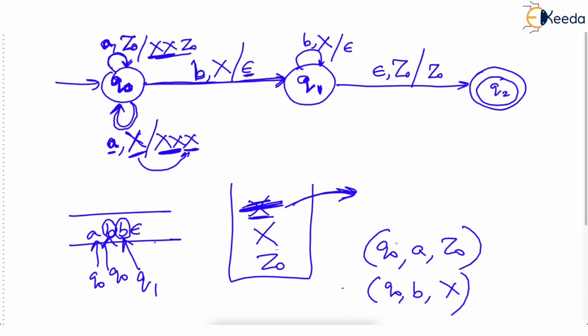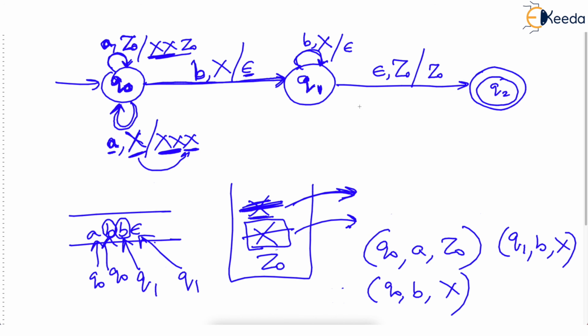Now what's the configuration? We are in Q1 state, we are reading b and top is X. Then we will loop around again in Q1 and we will pop this X. And we will stay in Q1. Now we are reading epsilon, but we are in Q1. In Q1 state, we are reading epsilon and the top has to be Z0. And note that stack top is Z0.